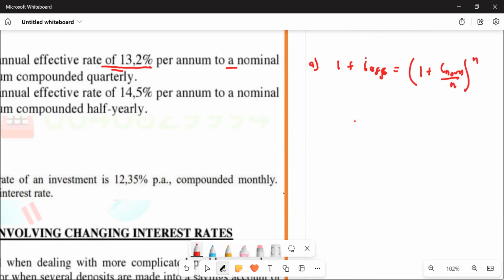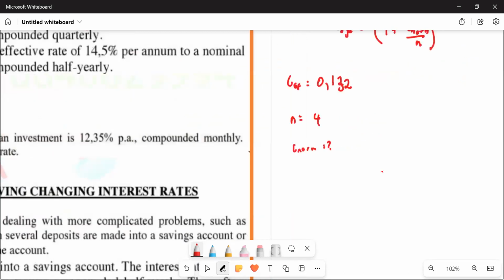Okay, let's collect the data then. What do we have as our i effective? So this is going to be 0.1321, I think the interest needs to be in decimal. Okay, what is our n? Our n is 4. Okay, what is our i nominal? We're looking for it. Okay, let's substitute then. If we substitute, what are we going to have?